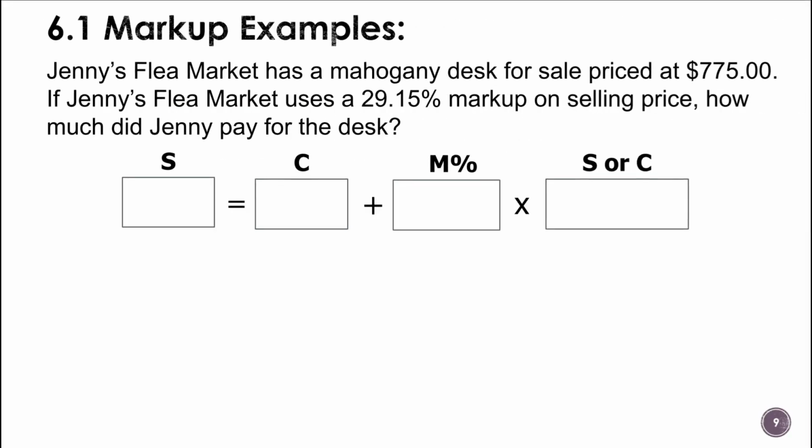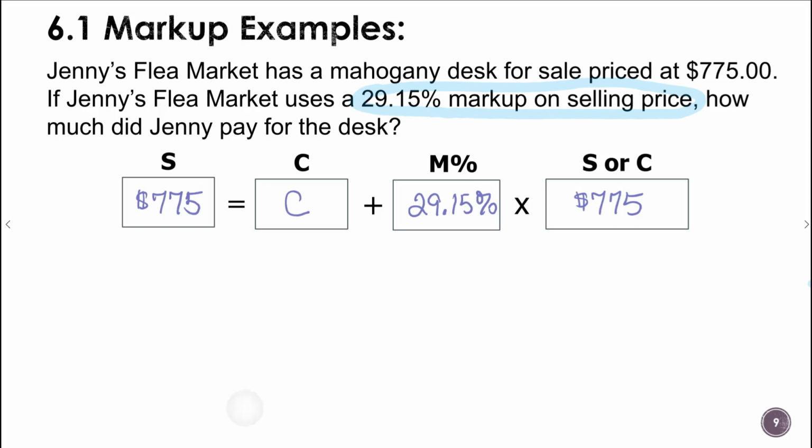All right, here's another one. Jenny's Flea Market has a mahogany desk for sale priced at $7.75. So if the flea market has this for sale, that means we know the selling price. So $7.75 is the selling price. And Jenny's Flea Market uses a 29.15% markup on selling price. So my markup is on the selling price. You might always want to pick this part out. It's important, right? Markup on selling price. And I happen to know the selling price of $7.75. And it says, how much did Jenny pay for the desk? So what was Jenny's cost?